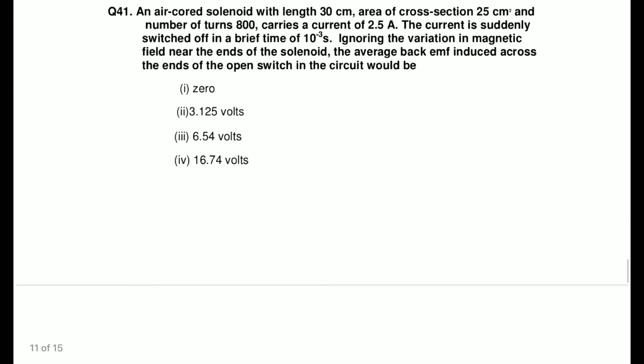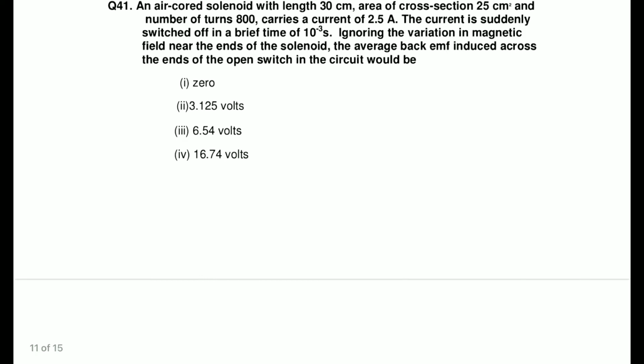Let's move to the next question. Okay, this is the next question. Question number 41. An air core solenoid with length 30 centimeter, area of cross section 25 centimeters square, and number of turns 800, carries a current of 2.5 ampere. The current is suddenly switched off in a brief time of 10 to the power minus 3 seconds. Ignoring the variation in the magnetic field near the ends of the solenoid, the average back EMF induced across the ends of the open switch in the circuit would be, all right.